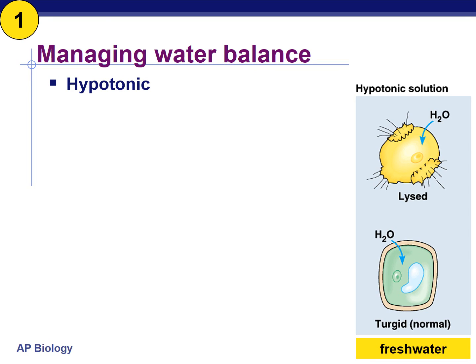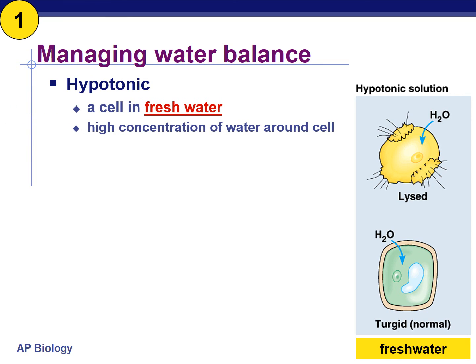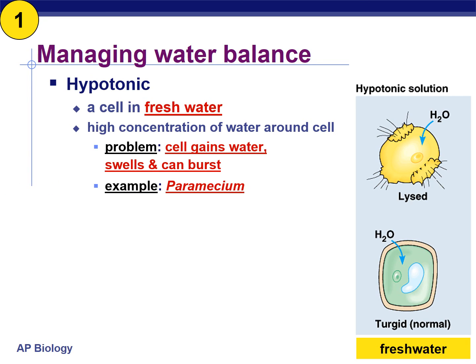So how do cells manage themselves in hypotonic solutions? Of course, the problem for an animal cell is that they're constantly going to take on water because there's a high concentration of water around the cell. Like we said, we can think of it as a freshwater situation. And of course here the cells are going to gain water, they swell up and they can pop, and that causes big problems.